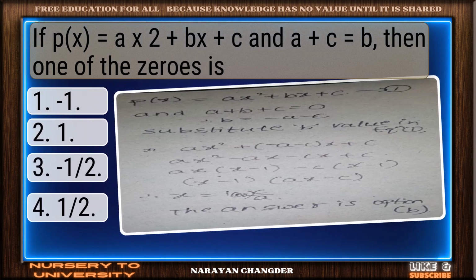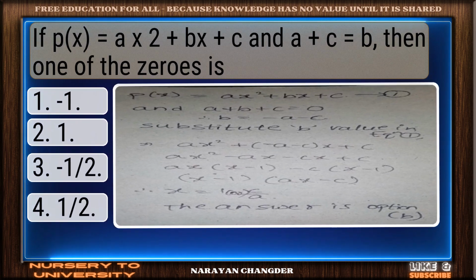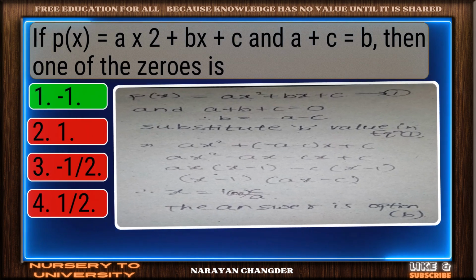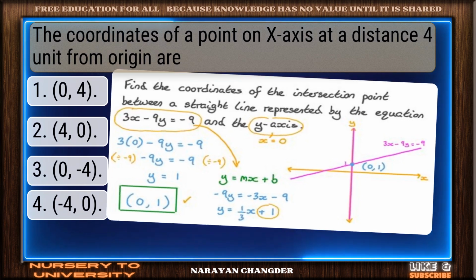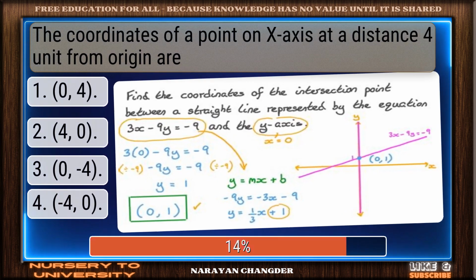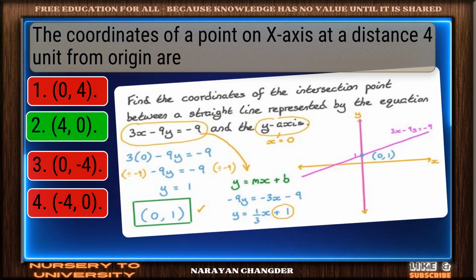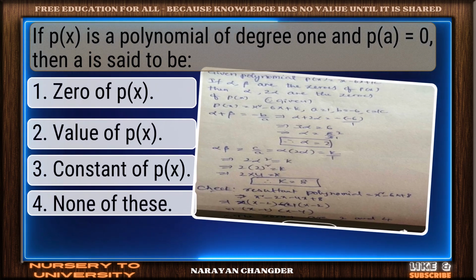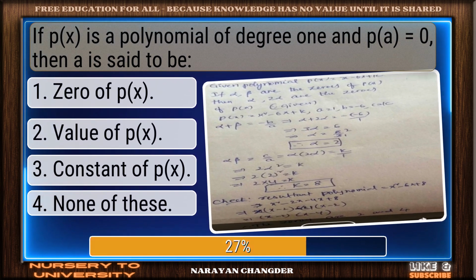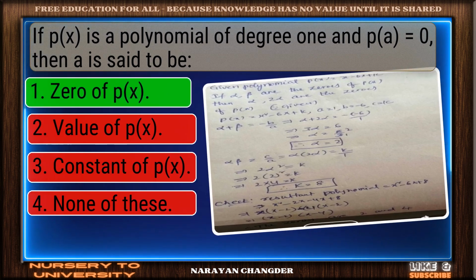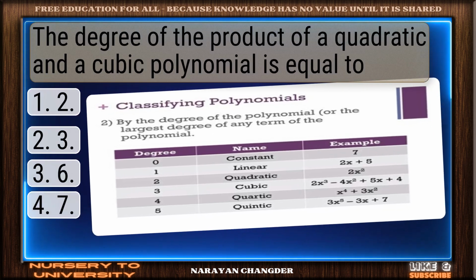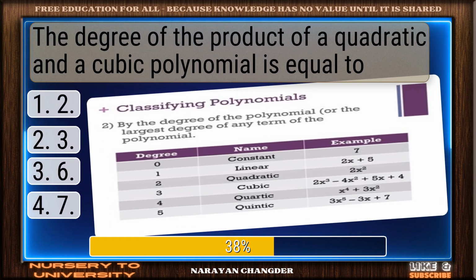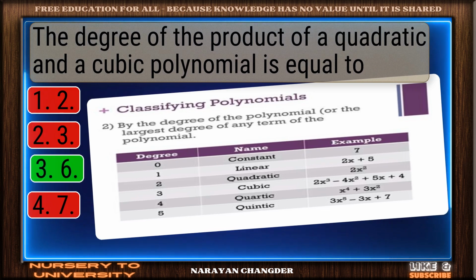If p(x) equal to x² plus bx plus c and a plus c equal to b, then one of the zeros is... Smart pick. 1 is correct. The coordinates of a point on x-axis at a distance 4 unit from origin are... Correct response is accurate. If p is a polynomial of degree 1 and p(a) equal to 0, then a is said to be... Right again. Zero of p is valid. The degree of the product of a quadratic and a cubic polynomial is equal to... Correct. 6 is spot on.